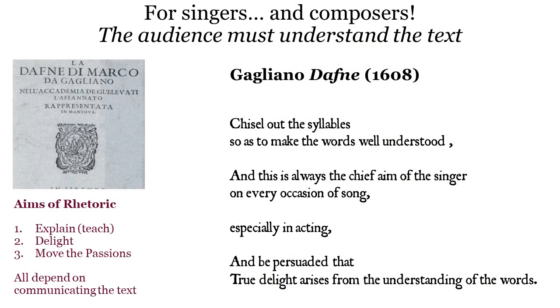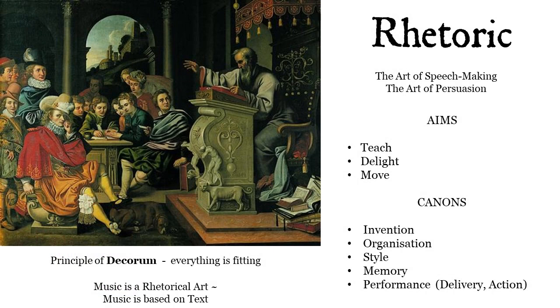So for composers too, we have to write in a way that the audience will understand the text, in this context at least. And remembering our aims of rhetoric, explaining, well, we just want the audience to get the text. We have to tell the story. So explain, teach, tell the story, whatever. Get the words across. They have to understand the text.